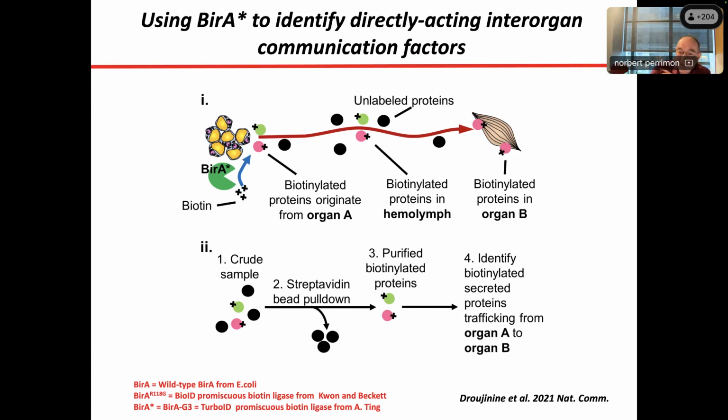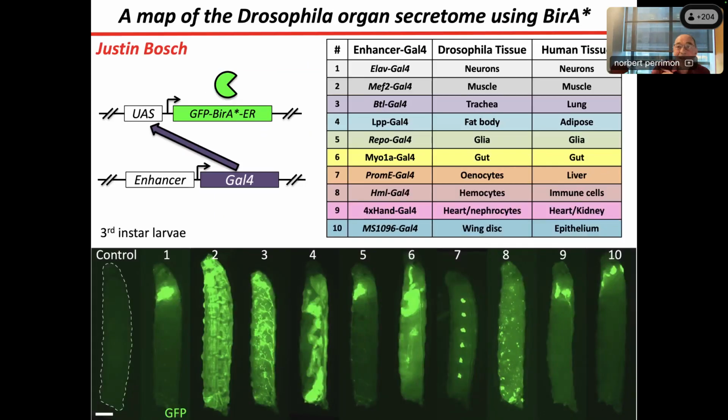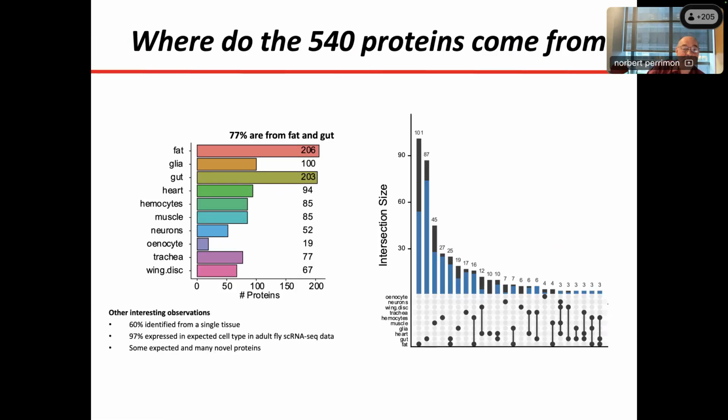So we've been using this method quite extensively, in this case, to identify the tissue of origin of all the proteins in the fly blood. In this experiment, we used a number of different GAL4 drivers. This was done in larvae, where we expressed the BirA either in muscles or oenocytes, which are the hepatocytes, or the fat tissues and so on, and then we bled the larvae and identified many of the secreted proteins which are present in the blood.